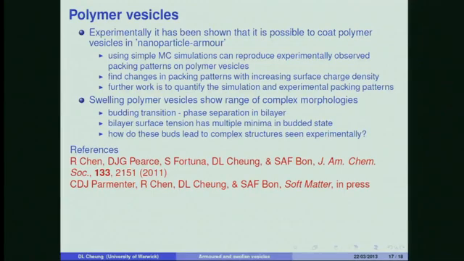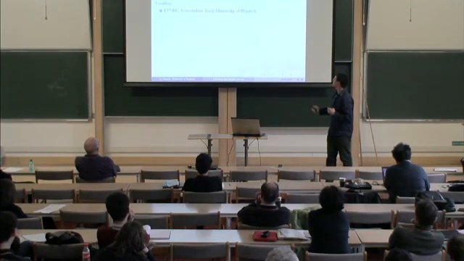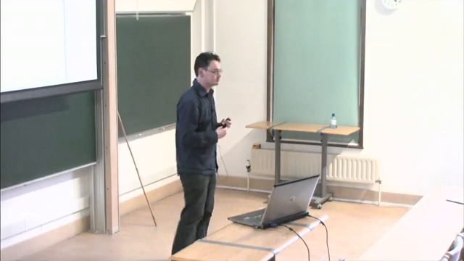Now this work has been published. The armoured vesicle work was published in JACS a couple of years ago. The swelling work is currently in press at Soft Matter. I'd like to thank various people, particularly Sarah Fortune, who did a lot of simulation work on the armoured vesicles. Stephen Bond's group did the experimental work. The computing centre provided the computational resources, and it was funded by these people. And I'd like to thank you for your attention.